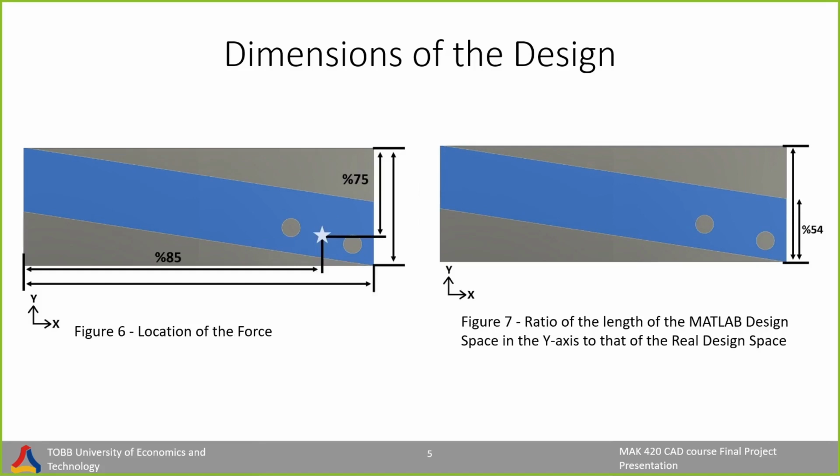Figure 6 provides a clear visualization of the location of the force within the context of this project. The exact location where the force is implemented is a critical factor that influences the topology optimization process, and figure 7 shows the ratio of the length of the MATLAB design space in the y-axis to that of the real design space. These percentages will be used in the VBA code.